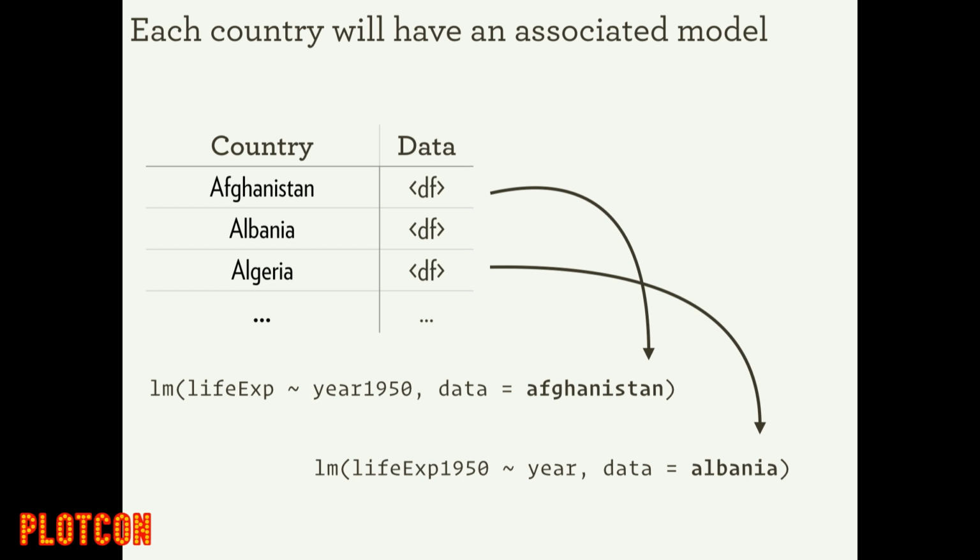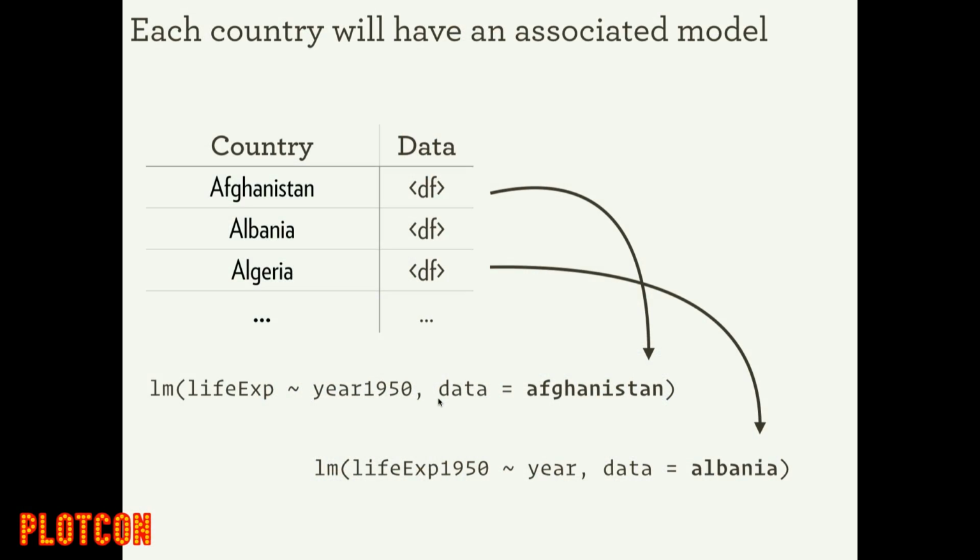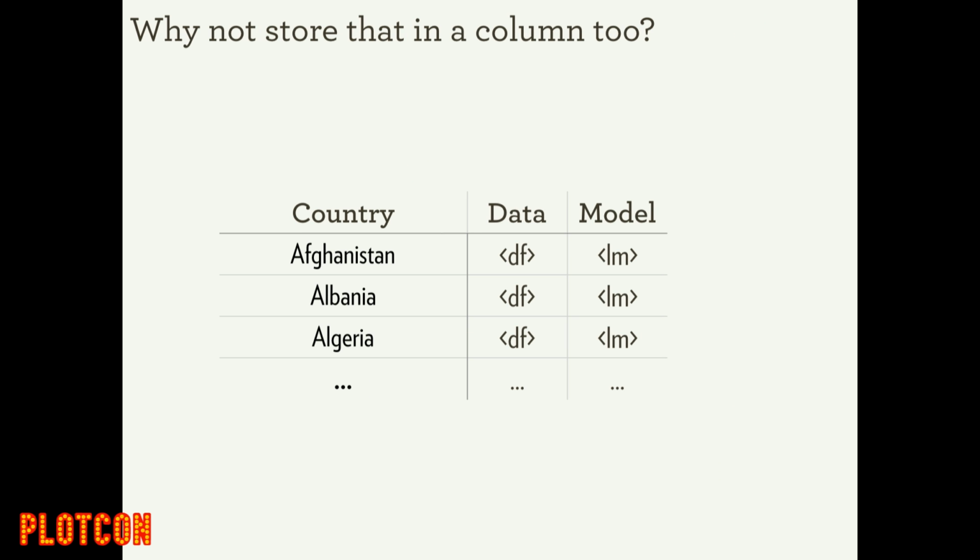And now I want to fit a model to each country. Right? So I've got a data frame for Afghanistan, and now I want to have a model for Afghanistan. I have a data frame for Albania, now I want a model for Albania. And if I'm going to have a model for every country, well, why not put that in a column as well?